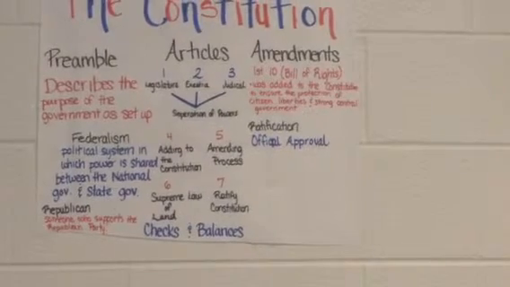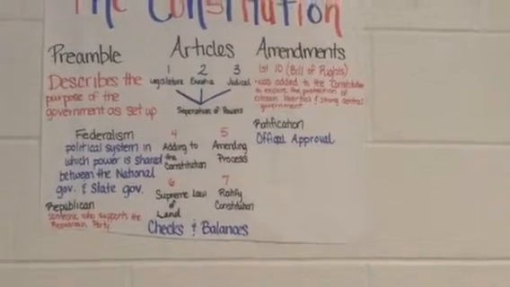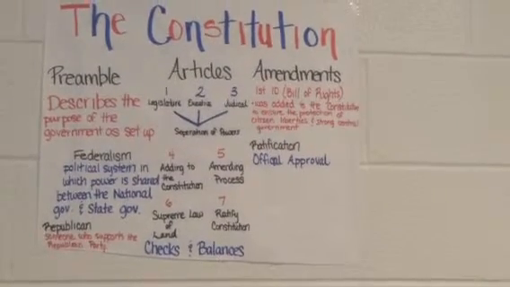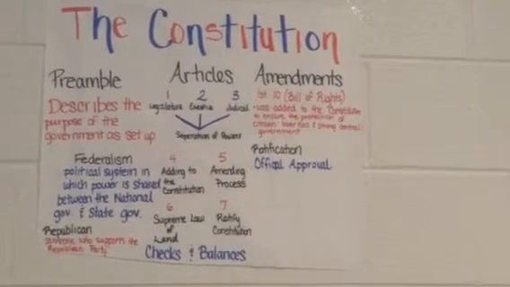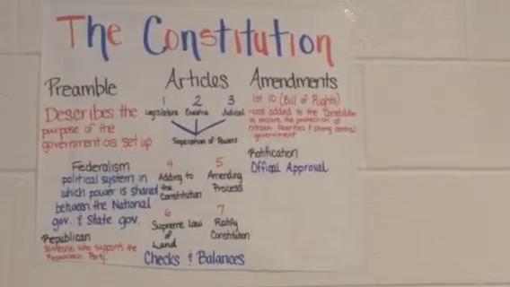The legislative branch is separated into 2 parts, the Senate and the House of Representatives. The House of Representatives is the lower house of the U.S. Congress, and the Senate is the upper assembly of the U.S. Congress.